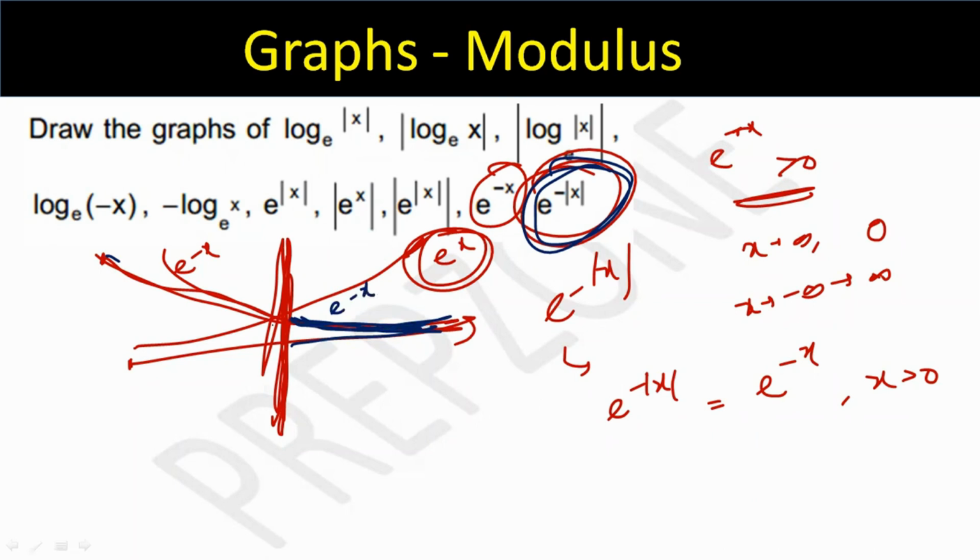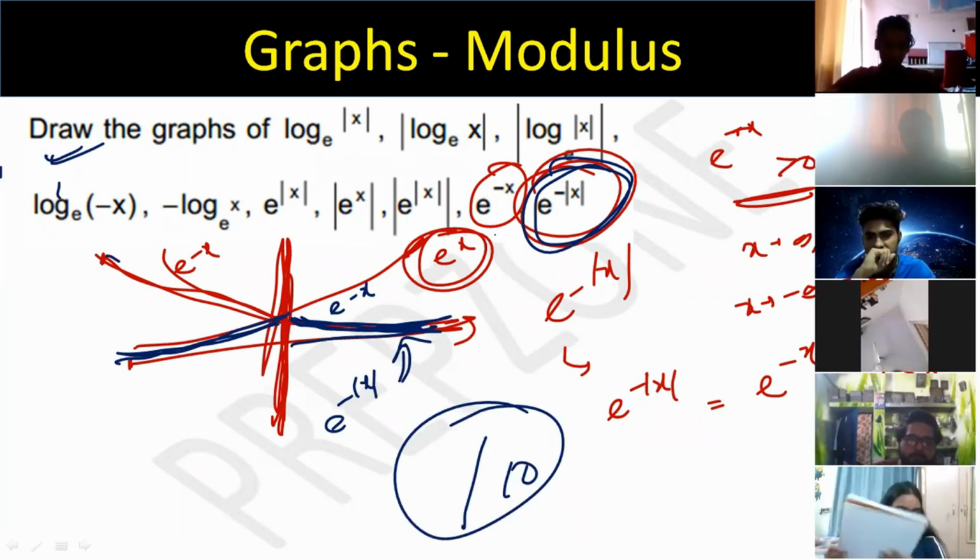So you just have to take its mirror image for the negative part as well. And this is how the graph of e to the power minus mod x looks like. I think we have covered 70% of the syllabus of graphs. It was shifting graphs and taking mirror images and then playing around with it. And now in the next 5-10 slides, we are just going to practice whatever we have learned.